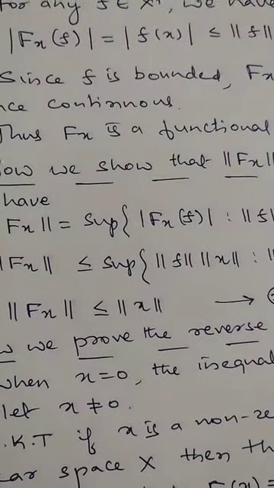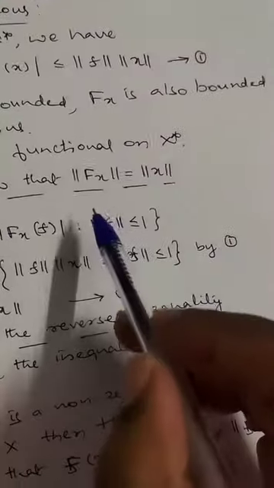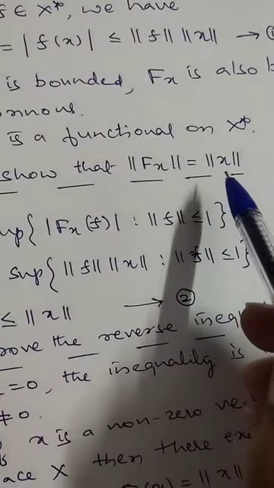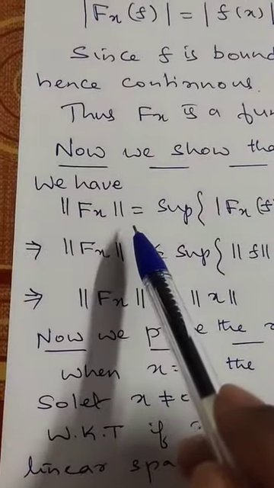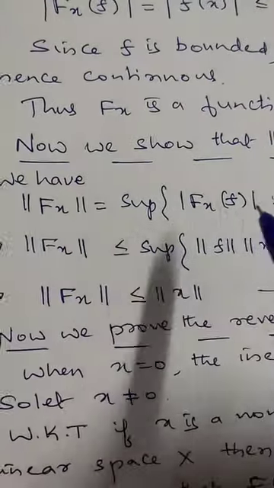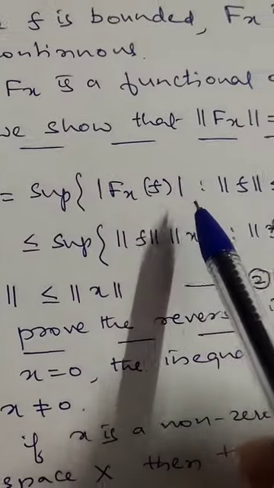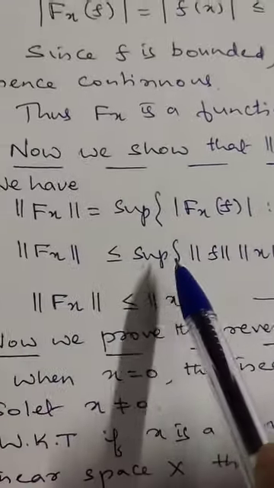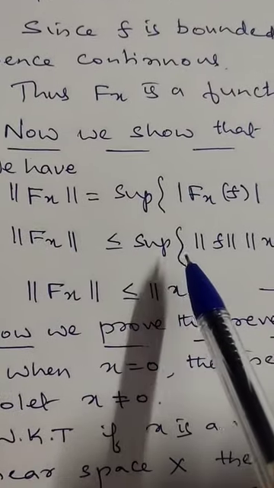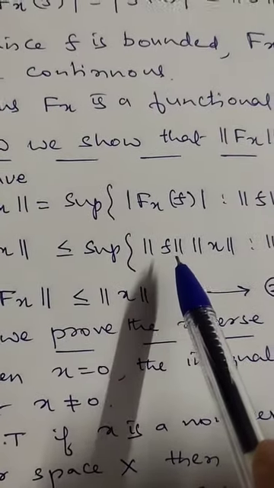Next condition: we need to show that norm of Fx is the same as norm of x. Now, what is norm of Fx? By definition, it is the supremum of |Fx(f)| such that norm of f is less than or equal to 1. So this is definitely less than or equal to the supremum of norm of f into norm of x.